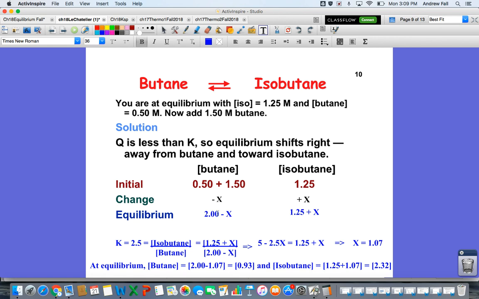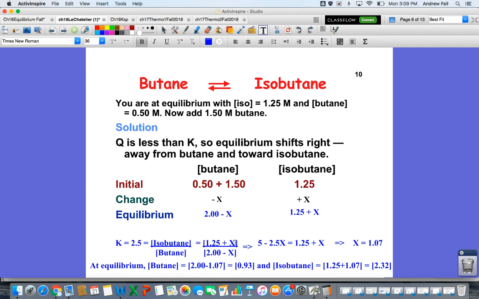So in this case, we know that however much butane gets lost is going to be equal to the amount of isobutane gained. And since we're trying to figure out what that value is, we're going to represent it with the letter X. So at equilibrium, we're going to have the 2.00 molar concentration of butane that we initially had, and we're going to subtract X from that. And the amount of isobutane we have is 1.25 plus X, because that's the concentration that's going to be added to that. So we know that at equilibrium, K is equal to 2.5. And that's our ratio of isobutane to butane.